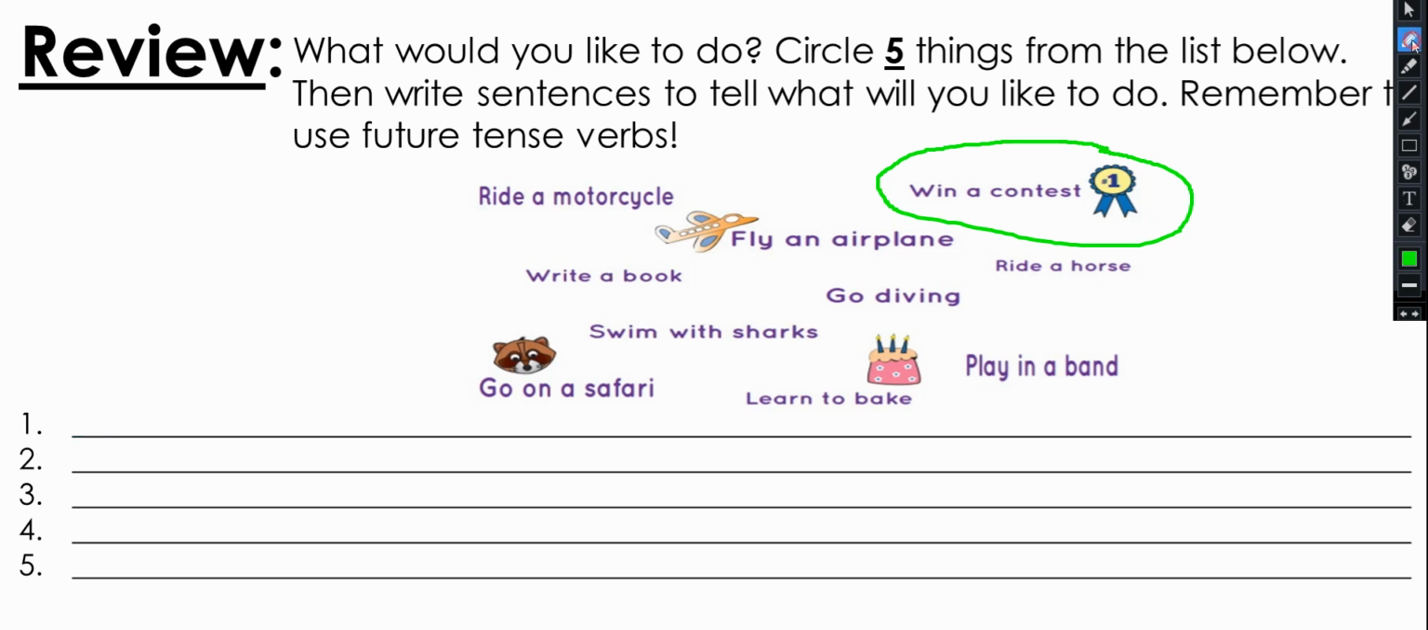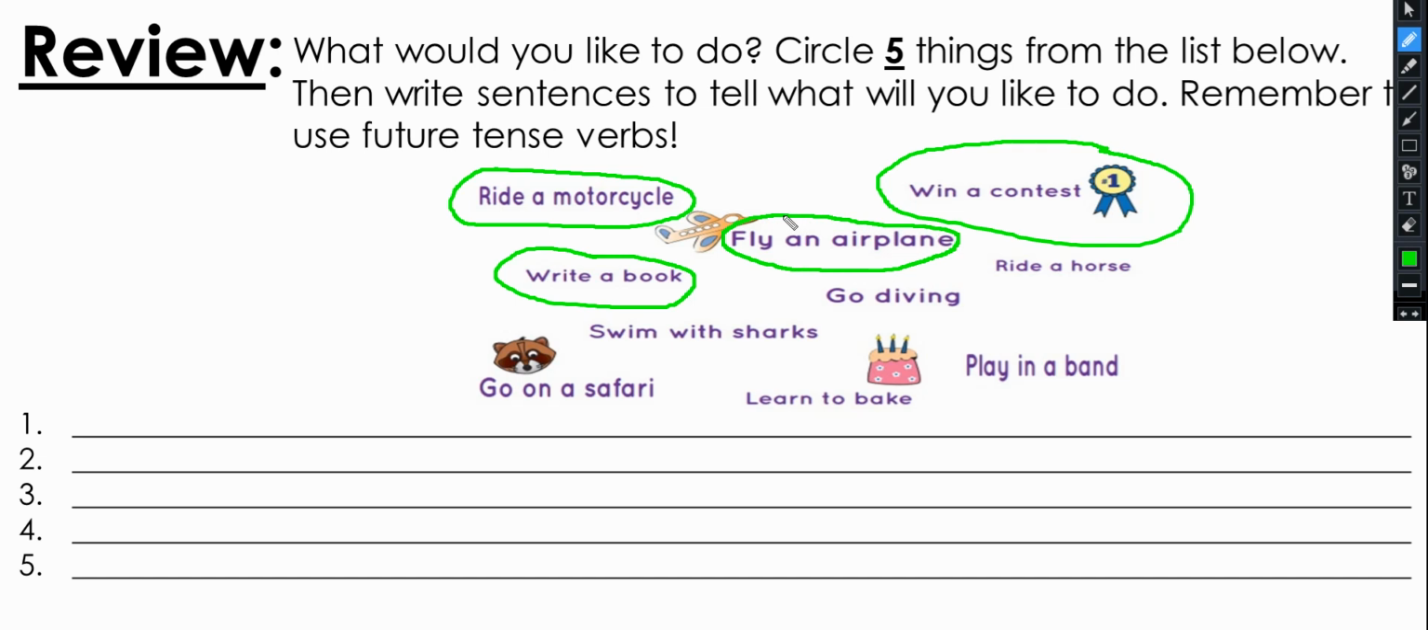Oh, I got a nice one. This one. Write a book. You guys are such good writers. And I have some, like Aisha. I remember your book. It was very beautiful. Okay. Swim with sharks. No. Go on a safari. Ride a motorcycle. Fly an airplane. I know you would love to fly an airplane and ride a horse. Some of you saw some pictures of myself riding a horse, remember? All right.